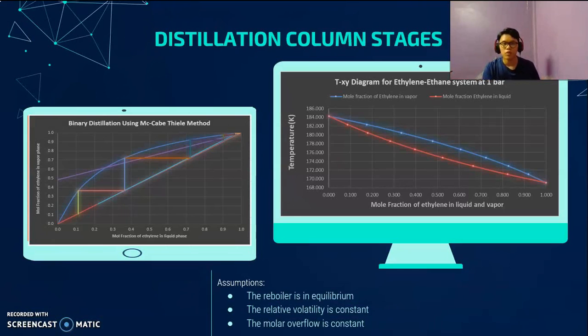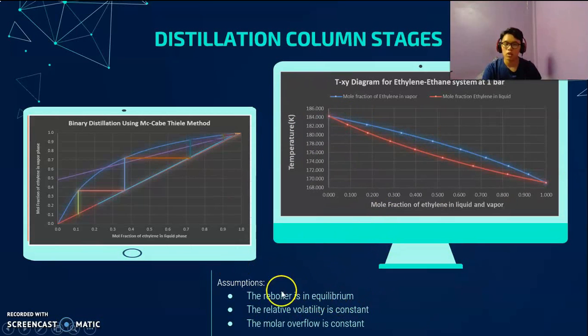This is the TXY diagram for the ethylene-ethane system at 1 bar. This is temperature versus mole fraction of ethylene in liquid and vapor. Basically, we are using Excel, based on the manual calculation we made, and we will get this.